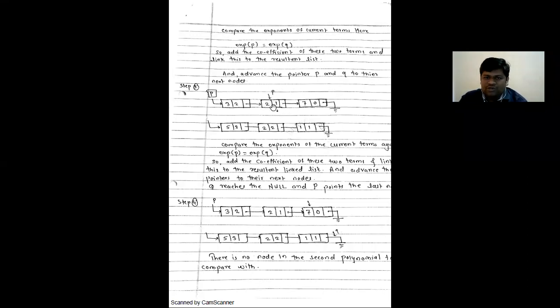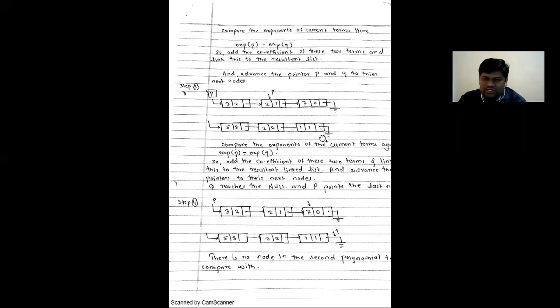Now P is pointing at which location? 2, 1. And Q is pointing at 1, 1. Right? Now compare the exponent of the current terms, and do the addition. Add the coefficients of these two terms and link them with the resultant linked list, right? So what is the third value? The third term is 3, 1. So store it in the resultant list.